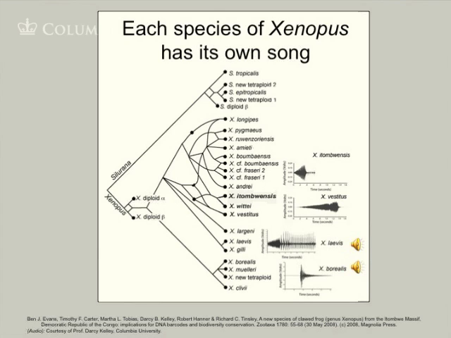So for example, this is one of the new ones that we just discovered that was just published, and we may have another one. So Laevis, you'll remember, goes like this. And then down here, here's another Xenopus species called Borealis that has a very different song.